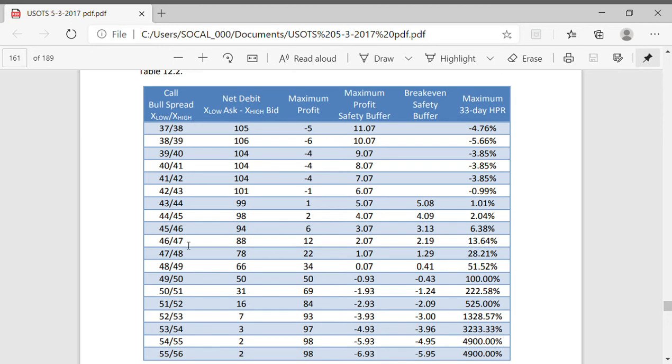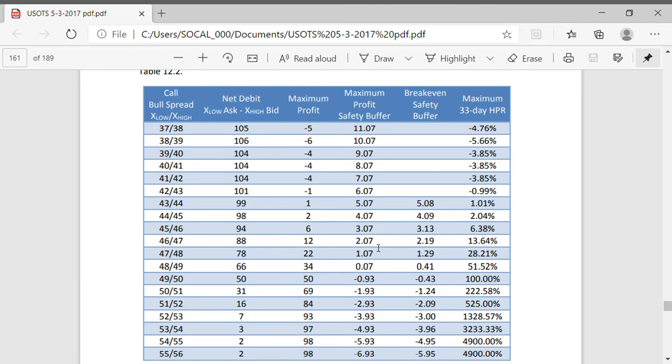This call bull spread, the 46-47, is less likely to end up being a winner, that is being worth $100, because the stock price has to be 47 or higher at option expiration for it to be worth $100, and therefore it's cheaper. It's less likely to be the $100 winner, therefore it's cheaper. It cost us $88 to buy it, implying that we have a $12 profit.